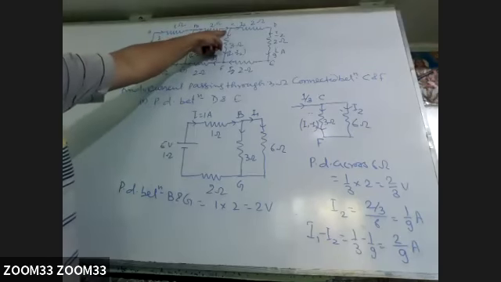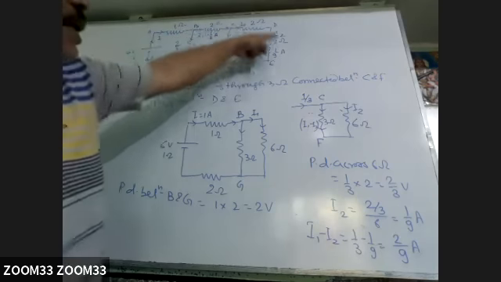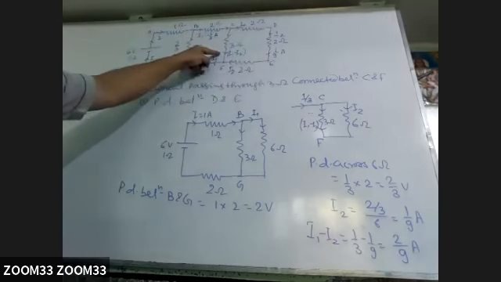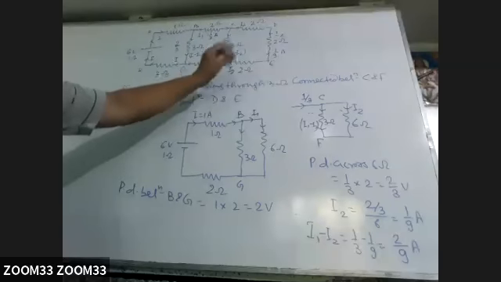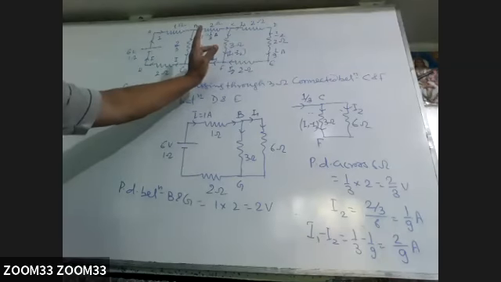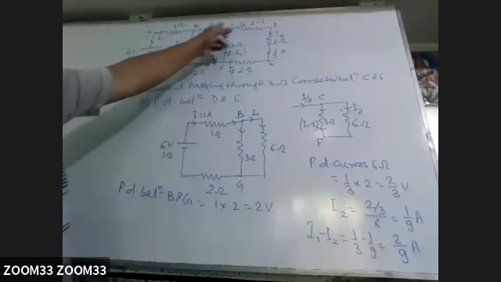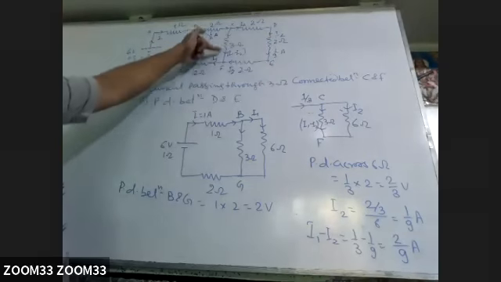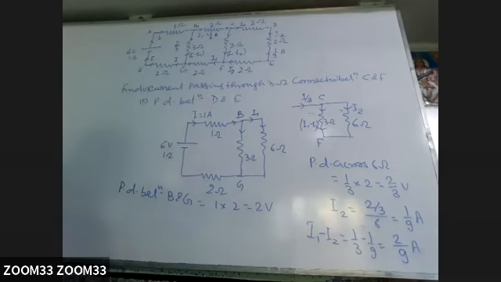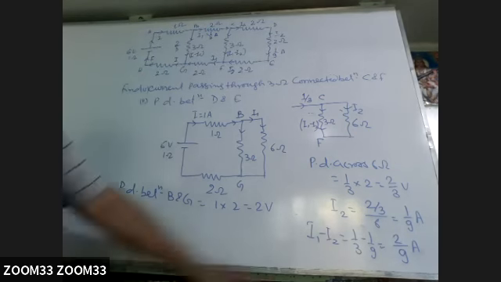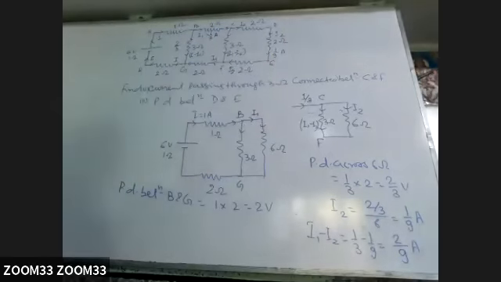Now this 1/3 ampere will further be divided. This side resistance is 6, this side is 2. So in 1:2 ratio, it will be divided. From that also, you can find the current distribution. So from 1/3, 1/9 goes this side, and 2/9 comes this side. So the answer will be 2/9. Current passing through this 3 ohm will be 2/9.